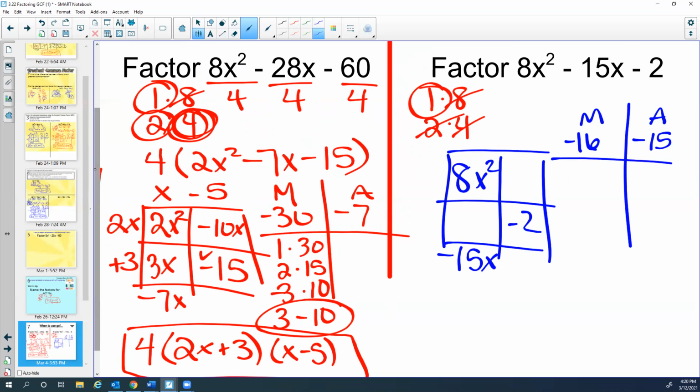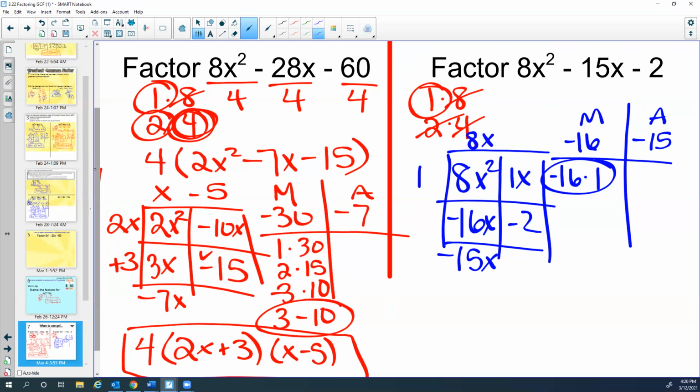So what multiplies give me 16? That would be 16 times 1. Well, if I do make one of those negative, I should be able to get 15. If 16 is negative, that does give me negative 15. So that's the pair that I want. Negative 16x and 1x. GCF of 8x squared and 16x is an 8x.